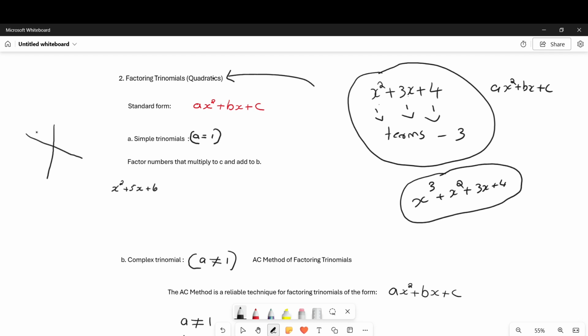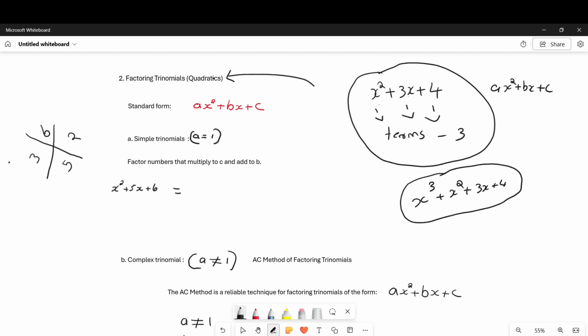So we need two numbers that when we multiply them we get 6, and when we add both numbers we get 5. Which are those two numbers? Just think, you will get it easily. The numbers are 3 and 2. See, when we multiply 3 and 2 we get 6. When we add 3 and 2 we get 5. So that's very easy. We simply got the factors.